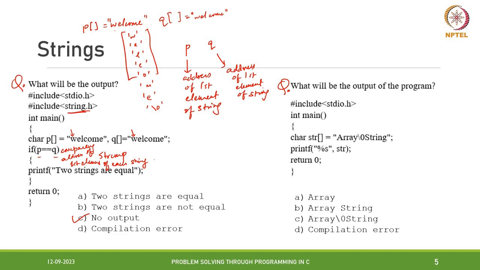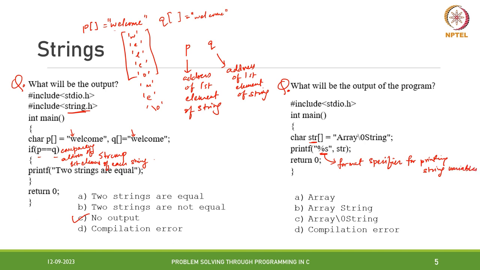Now we look at what will be the output of the following program. We have defined a string, which is this array with a null character inside. Now we are trying to print the string. %s is the format specifier, the placeholder, for printing a string.